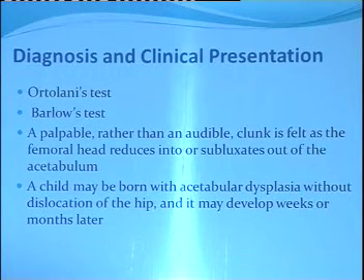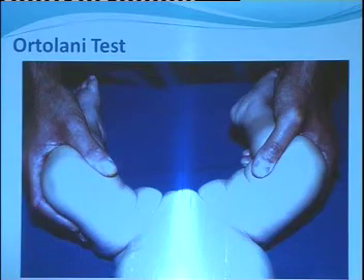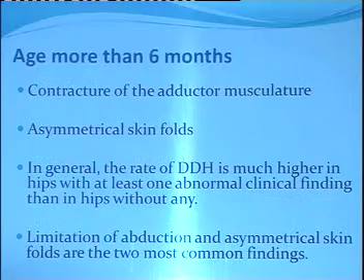Ortolani's test is usually done, in which you try to relocate the head into the acetabulum if it is dislocated. Barlow's test is where you dislocate the unstable hip. A palpable rather than an audible clunk is felt as the femoral head reduces into or subluxates out of the acetabulum. A child may be born with acetabular dysplasia without dislocation of the hip, and it may develop weeks or months later also. That is why we call it DDH. This is another evidence. So this is how we perform the Ortolani's test.